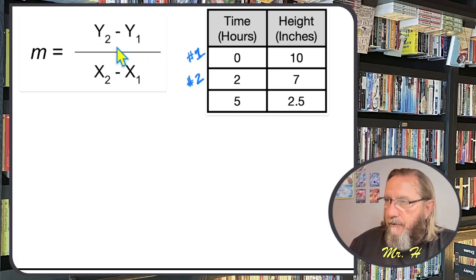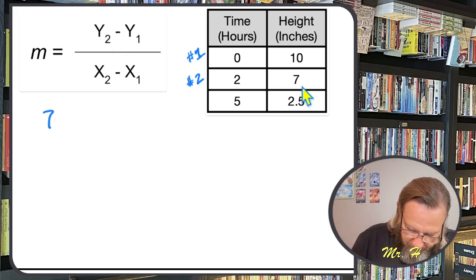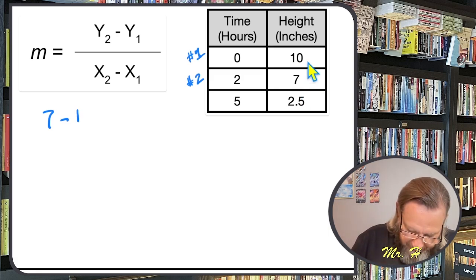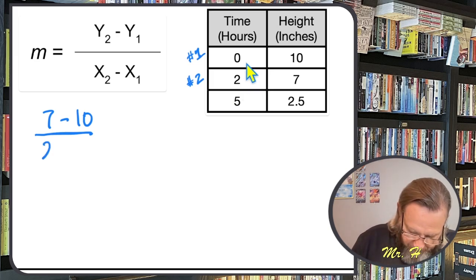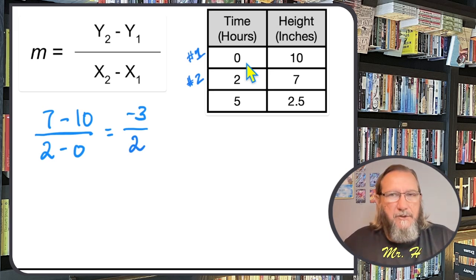The y value of the second point is 7, and then the y value of the first point is 10. So 7 minus 10, and we're going to divide that by x of the second point minus x of the first point. That's going to be 2 minus 0. And we do the math on that. 7 minus 10 is going to be negative 3. 2 minus 0 is going to be 2. Negative 3 over 2 is the fraction.